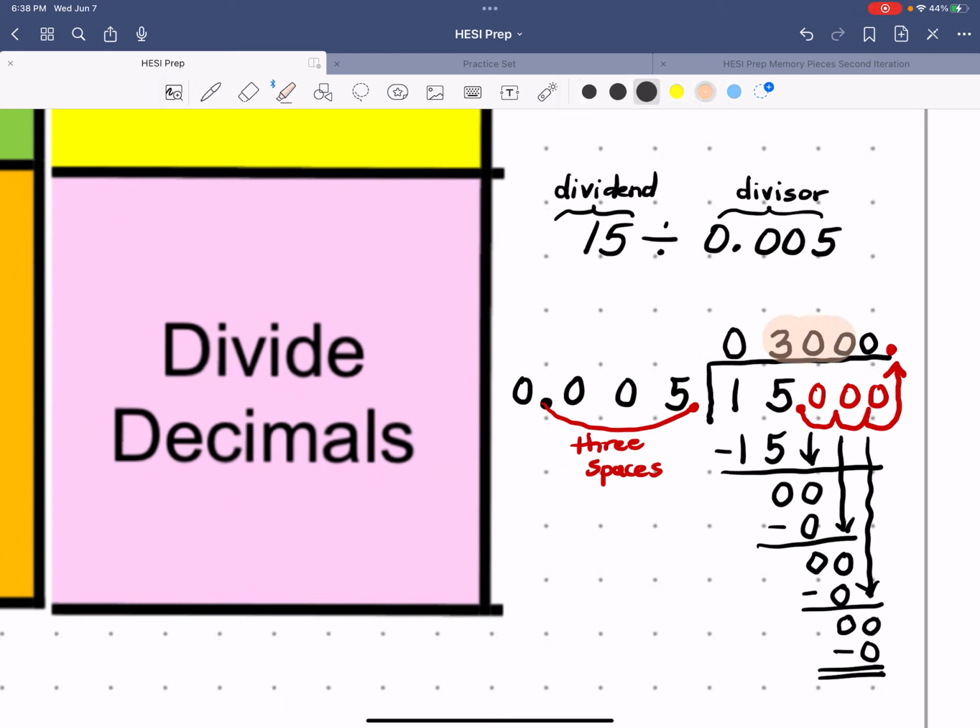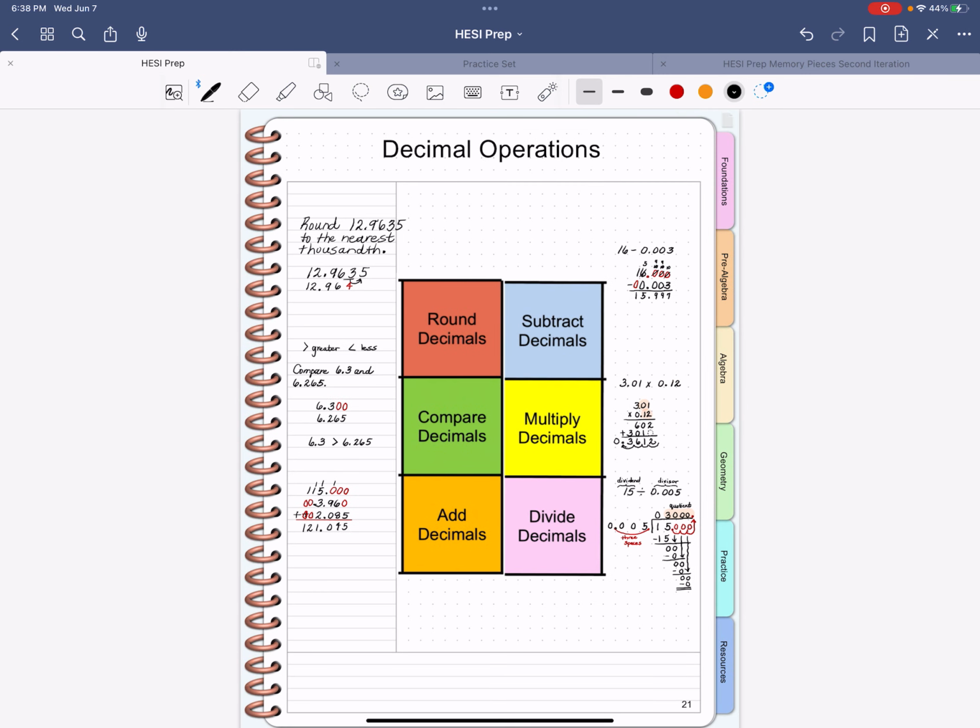And that answer is called the quotient. So you have the dividend, the divisor, and the quotient. And that is a review of decimal operations.